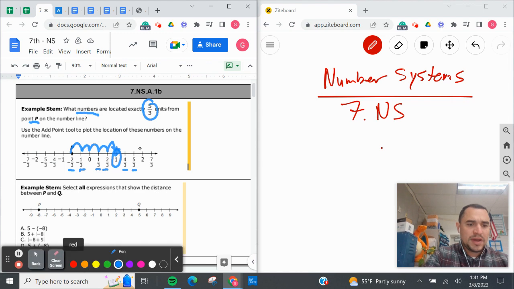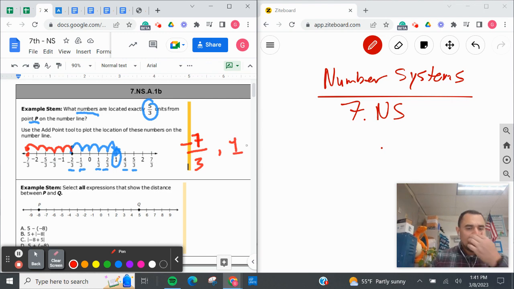And then we want to go back 1, 2, 3, 4, 5. So our answer would be -7/3 and 1. This is asking the distance, or the absolute value, from a certain point. So all we need to know is 5 going to the right, 5 going to the left from this exact moment is the same distance. So that's what we're focusing on for number systems or number sense.